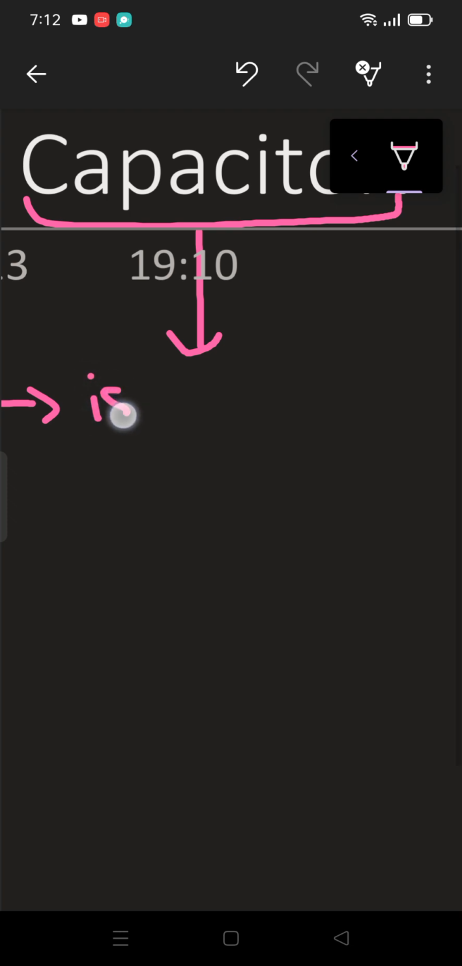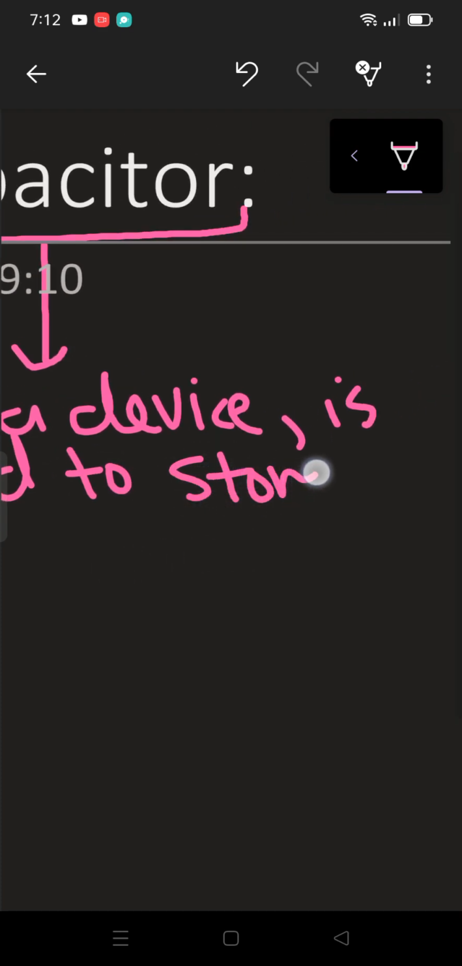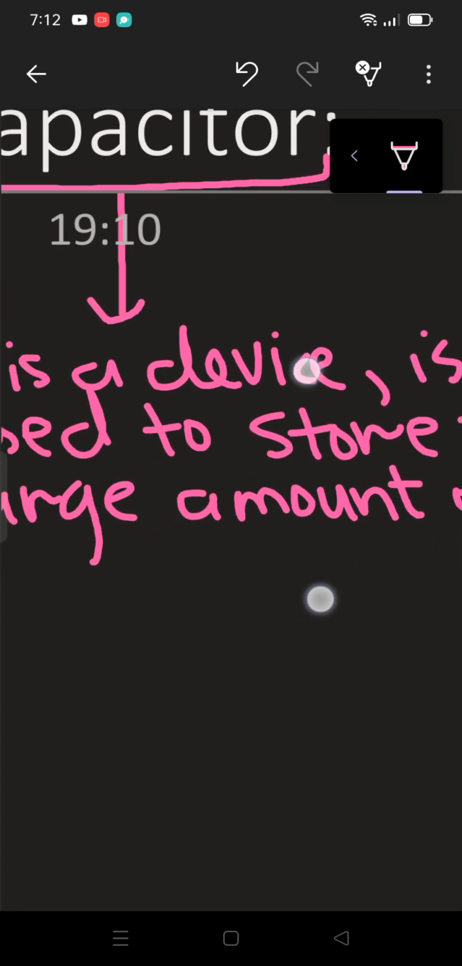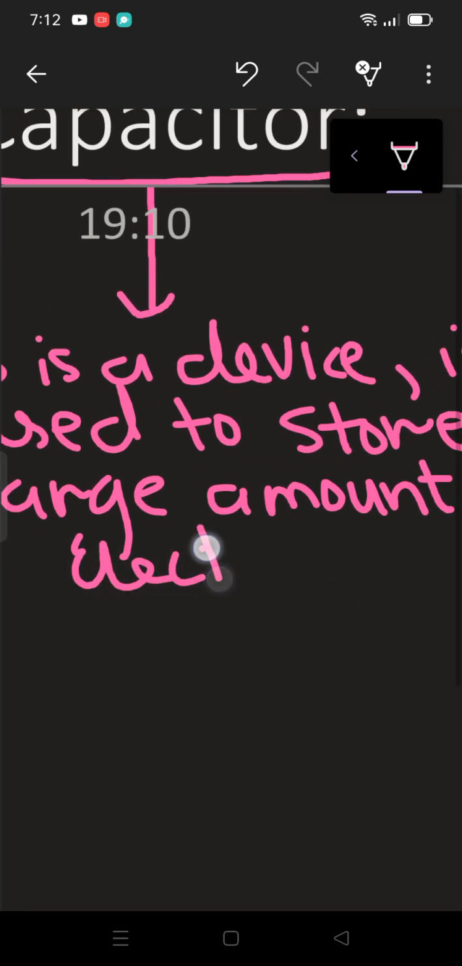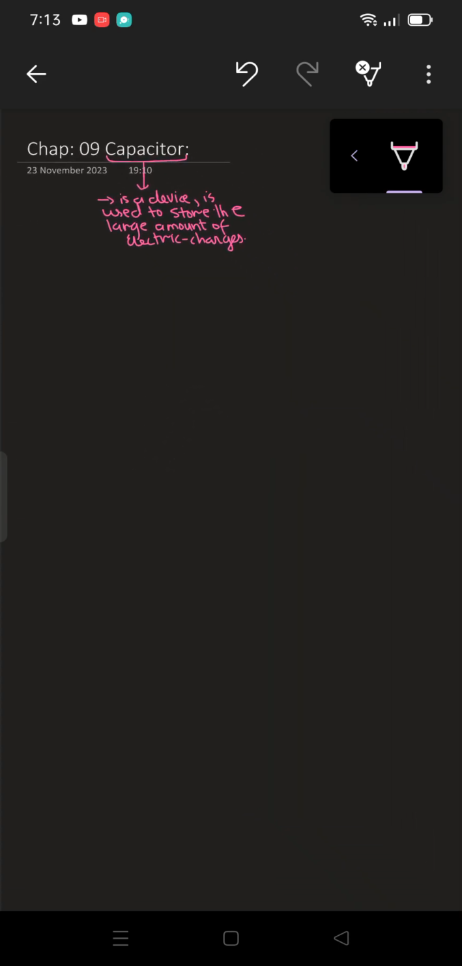Capacitor is a device which is used to store the large amount of electric charges. So capacitor is nothing but a device.